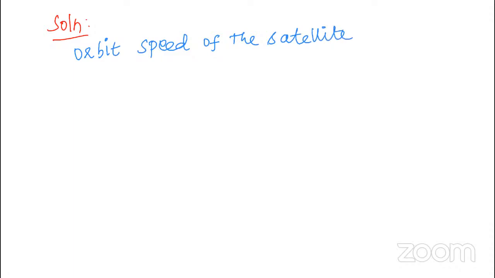Right. Let us now go for the solution. First we have to write the formula for speed, that is the orbital speed of a satellite, the speed of the satellite around the Earth.